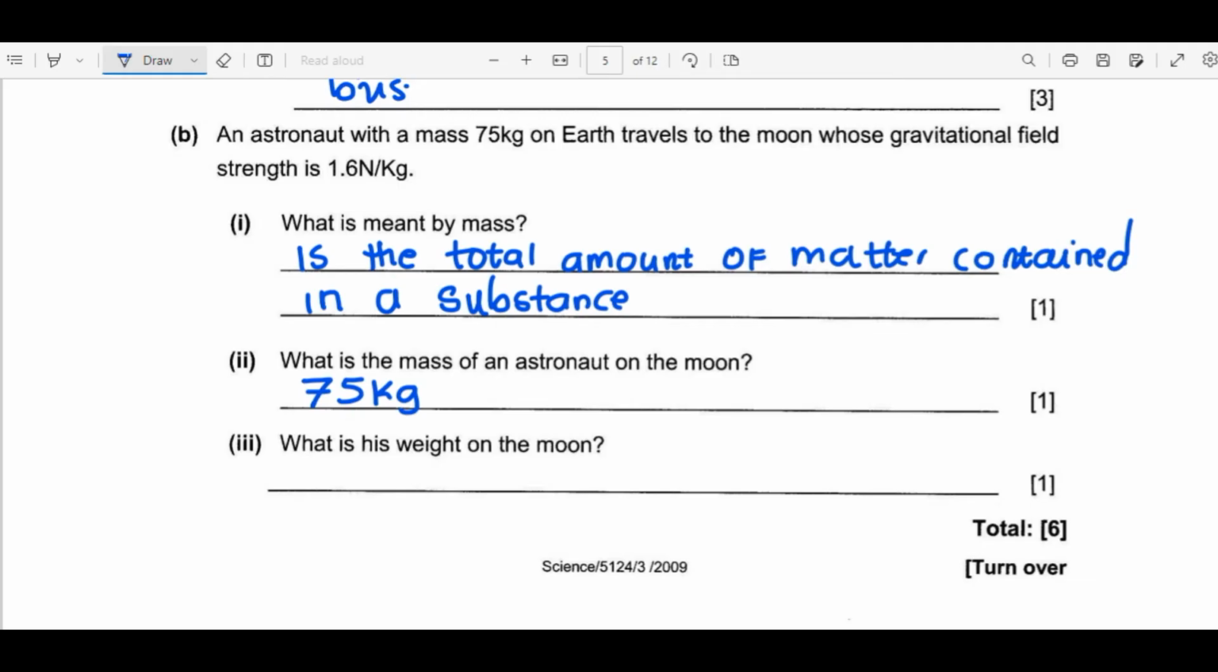So for Roman number 3, what is his weight on the moon? We say weight is equal to mass times gravity, which is 75 times 1.6. So we just have to do some math here. 75 times 1.6, I'm getting 120 newtons as my final answer.